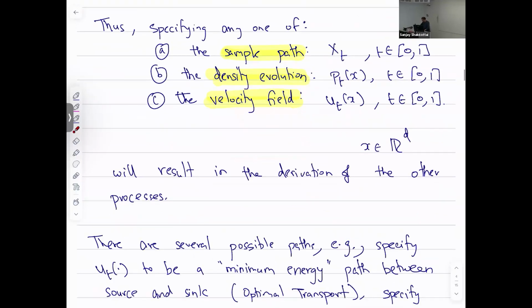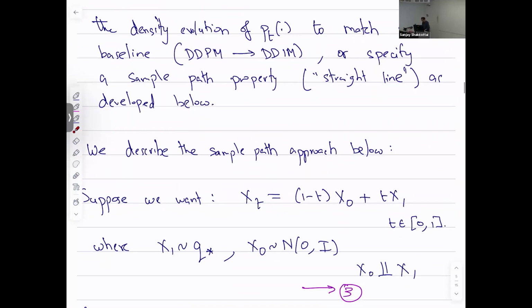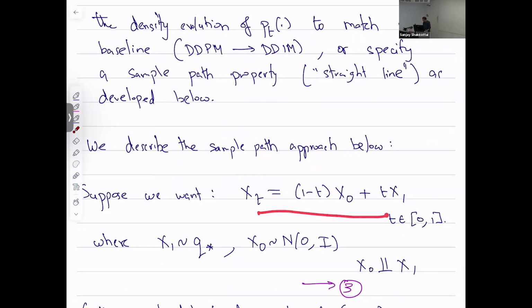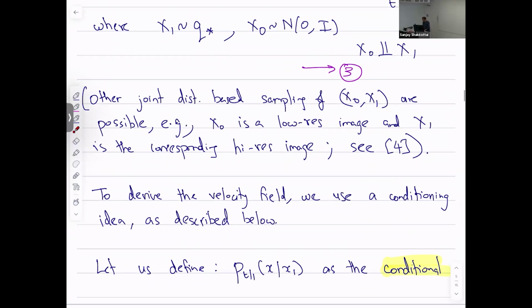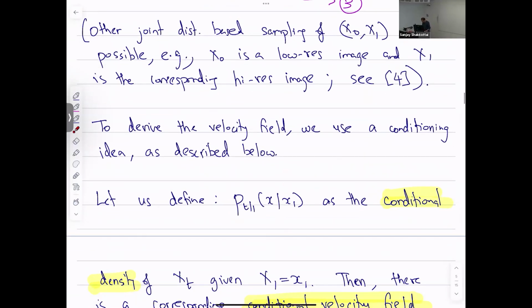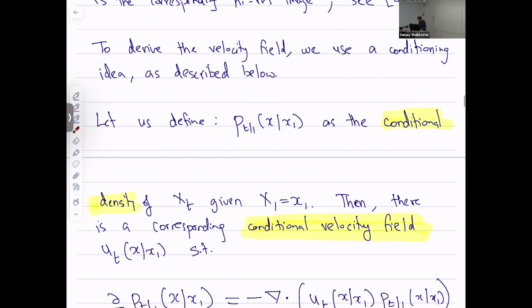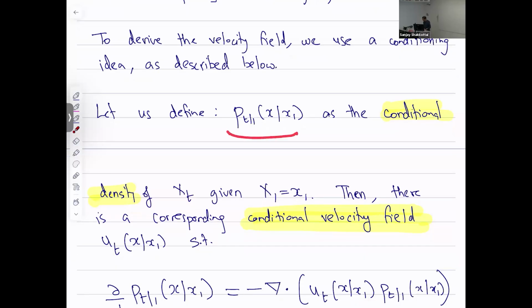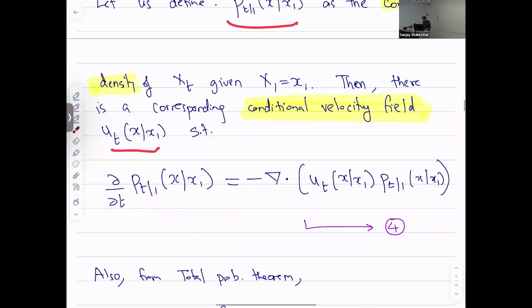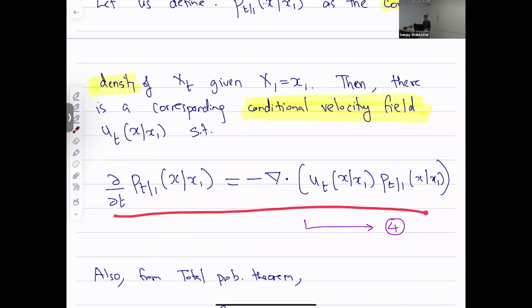So then, what we did was the following. We said we want a quote unquote straight line sample. We start with a target of a straight line sample path, and we then came up with a conditional density of x_t given x1. So if I anchor it on the other endpoint, if I say that at time equal to 1 this is the value, that's the conditioning. Then, with this condition, you'll get a conditional density and a conditional velocity field. But these two are again related by the continuity equation.